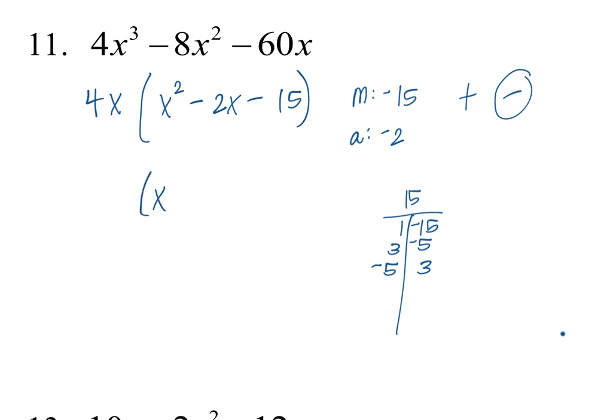So that inside could be rewritten as x minus 5, x plus 3, and you have your GCF of 4x out there in the front.